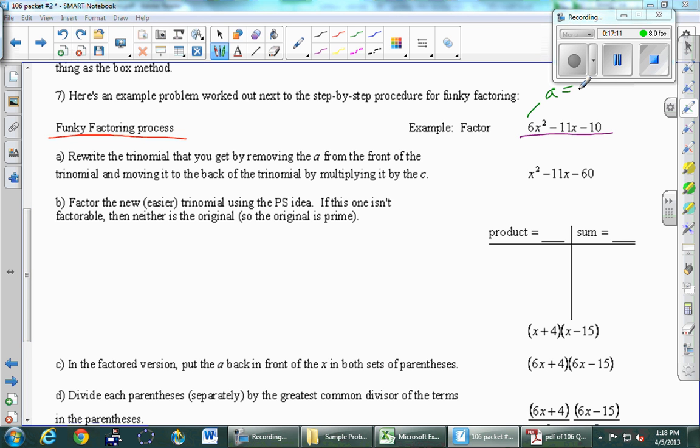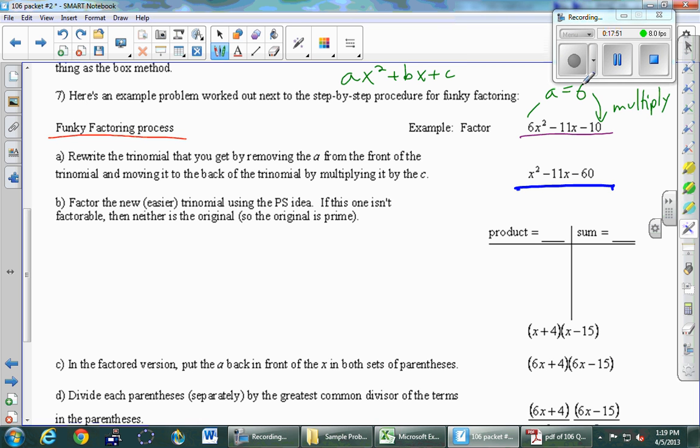We're going to move that 6 to the back of the trinomial by multiplying it by the c. Maybe I should put up here, ax squared plus bx plus c is our standard lettering. So you're going to pick the a up off of the x squared and you're going to shove it into the c by multiplying. So we're going to take that 6 and multiply it by the negative 10. What do we get? Negative 60. Everybody see it? Just pick the 6 up, lift it off, multiply it by the end. It's a very strange thing to do, but we'll do it. And when we do that, we end up with this guy right here.